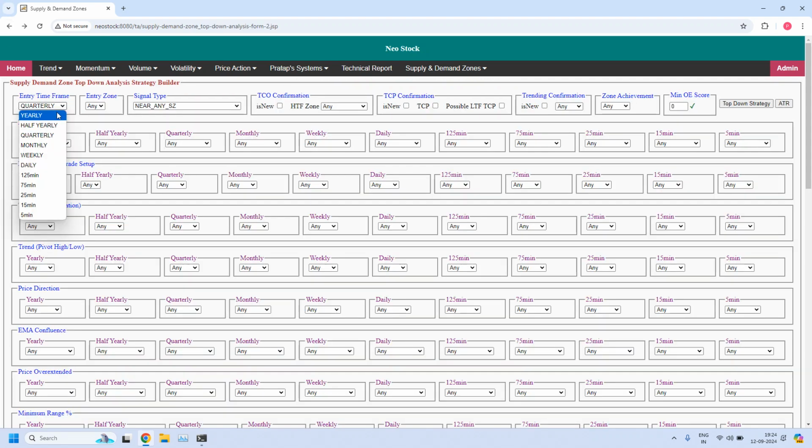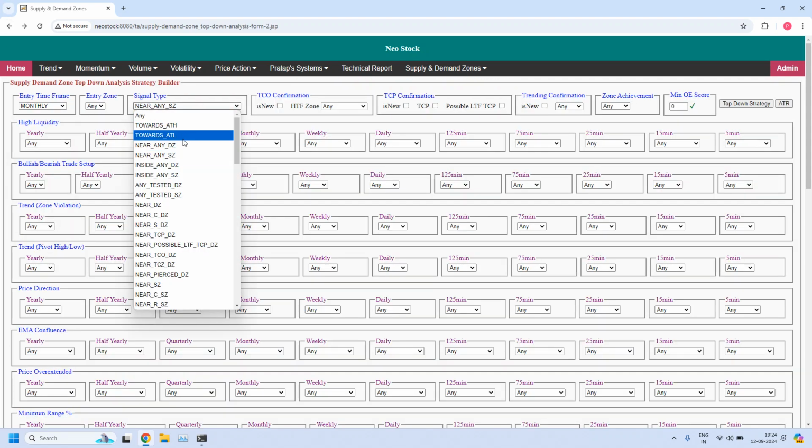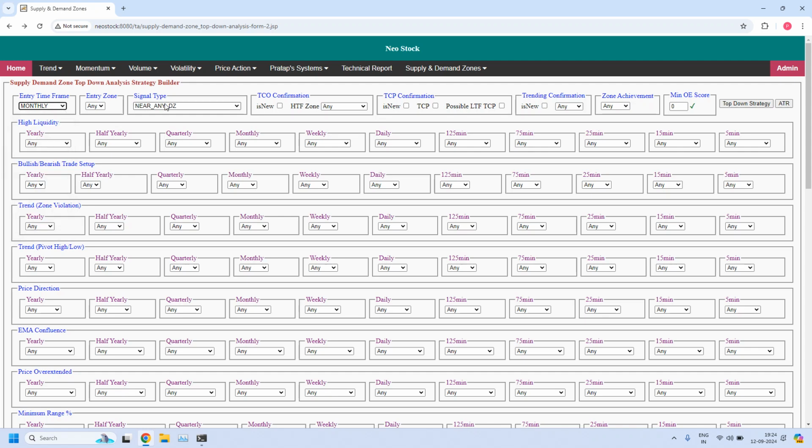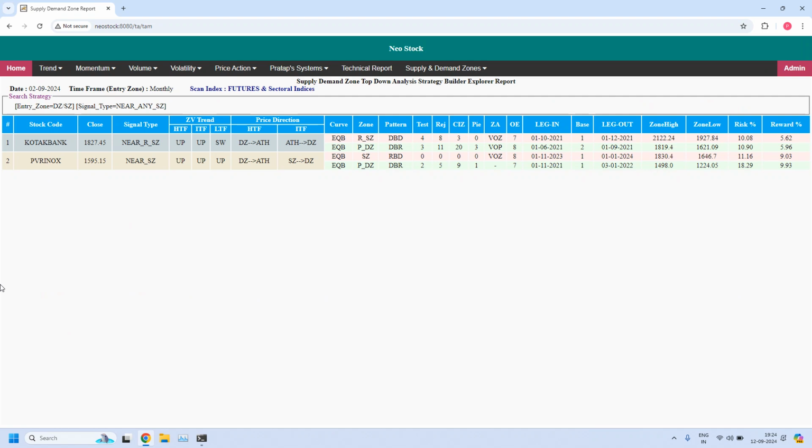So next time frame is monthly. Let us find the stocks near monthly demand zone. So one stock is filtered near to the monthly demand zone. So next, for monthly time frame, let us find the stocks near monthly supply zone. 2 stocks are filtered.